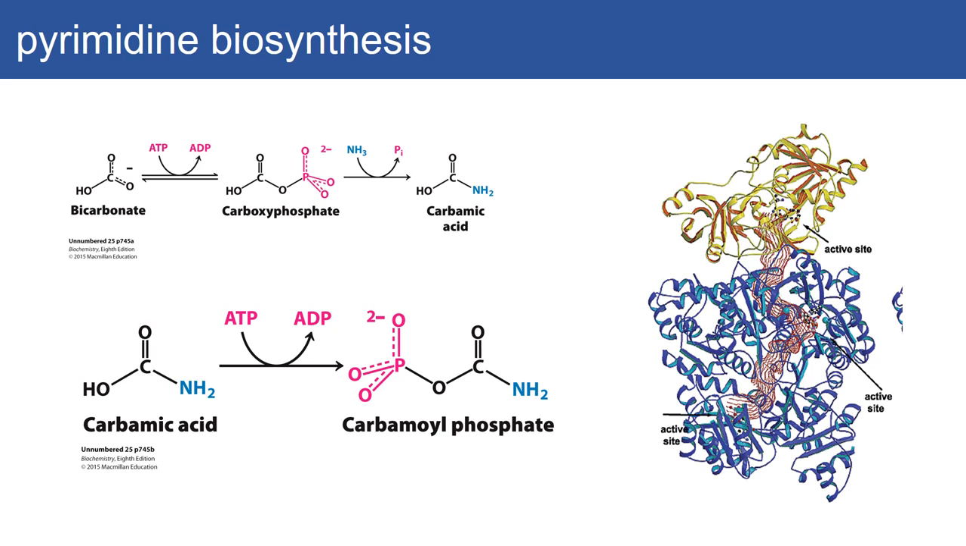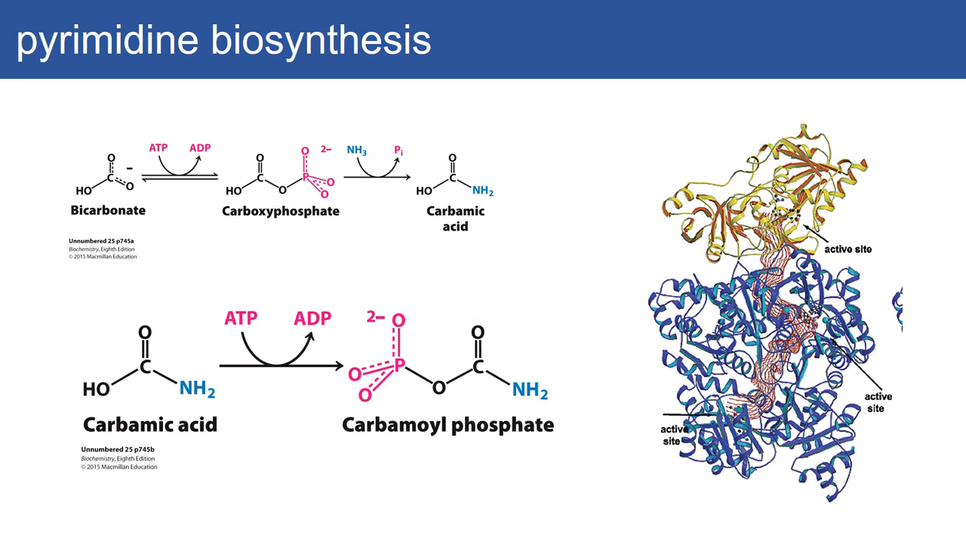So we're going to go from bicarbonate to carboxyphosphate to carbamic acid, and then from carbamic acid we're going to go to carbamoyl phosphate. Along the way, we end up adding a phosphate in the first group, we end up adding an amine in the second group, and we end up adding another high-energy phosphate group in the carbamoyl phosphate, all the way through the inner channel of this enzyme.